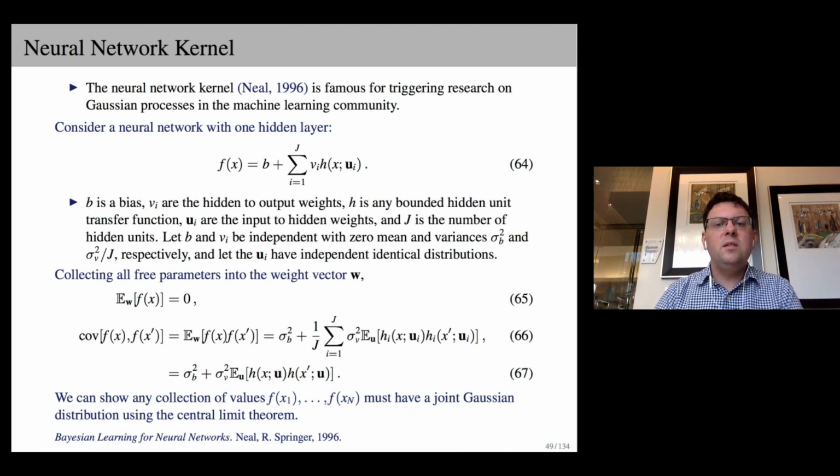Here, let's consider the simple neural net f of x equals a bias plus a sum of a bunch of hidden units with hidden unit weights u_i. And with fairly general assumptions, one can show using a central limit theorem argument, and not even requiring, for example, that the parameters have Gaussian distributions, that we'll get a Gaussian process in the limit as J goes to infinity. And we can derive the moments of the Gaussian process just as we already have been doing in other examples.